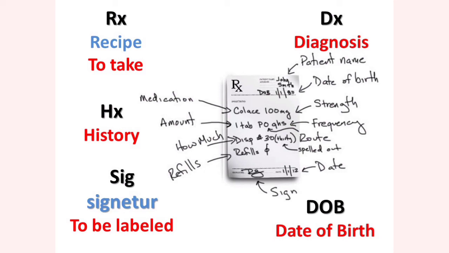Another is DX, which means diagnosis, and another is HX. HX means history of the patient. Another SIG. SIG means signature, but it is not like getting the signature. It's different. It means to be labeled. Any advice for the patient should be mentioned on the drug label. So SIG means any direction for the patient to be labeled. Another is DOB, which represents date of birth.